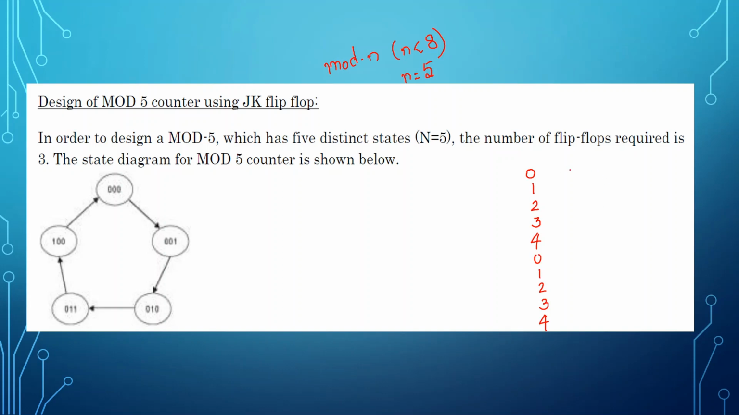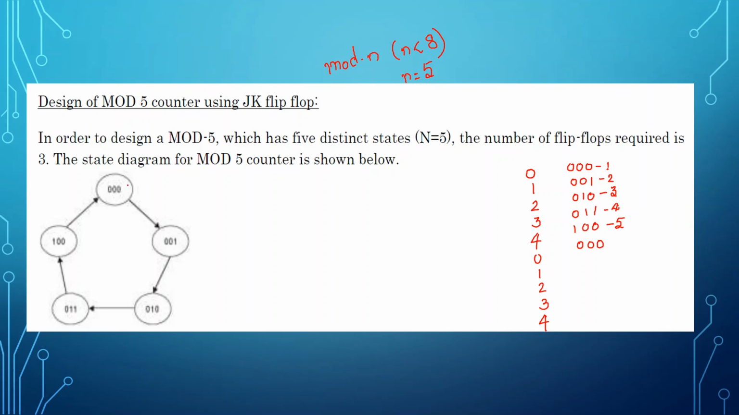Or I can say that this is going to count something like this: 0 0 0, 0 0 1, 0 1 0, 0 1 1, 1 0 0, and again it will be 0 0 0. So this is your first count, this is your second count, this is your third count, this is the fourth count, and this is your fifth count. These counts are taken in the transition diagram. The diagram you can see here is the state diagram of your mod 5 counter.